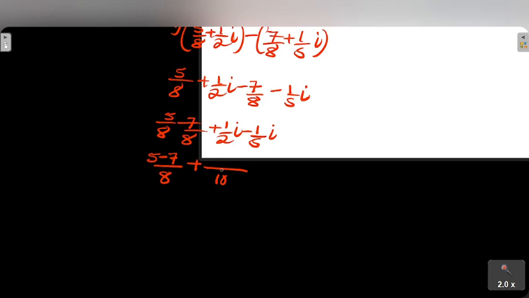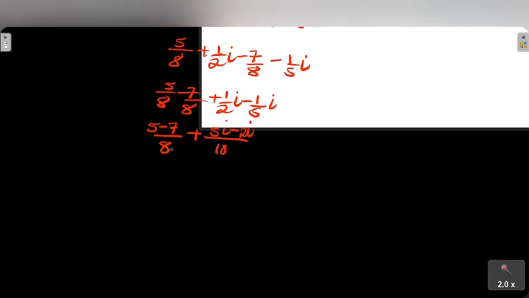So you say 2 into 10, we have 5. So 5 times i will give us 5i, minus 5 into 10, we have 2 times i, so we have negative 2i there. So 5 minus 7 will give us negative 2, that is over 8. Then plus, that is 5i minus, so you're subtracting there, remember. So we say 5i minus 2i will give us 3i over 10. So this becomes our answer.